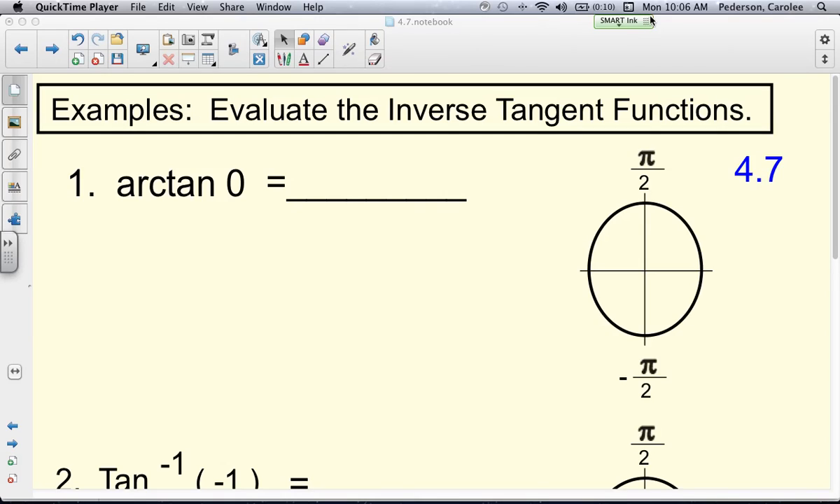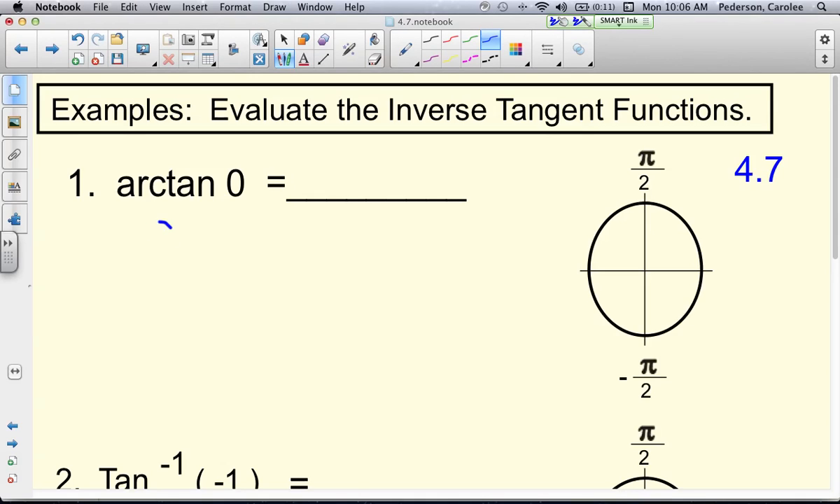This is 4.7, part 3. We're going to go ahead now and evaluate, using our unit circle, the arctangent of 0. So where on the unit circle would you get the sine over the cosine, or y over x, be a value of 0?